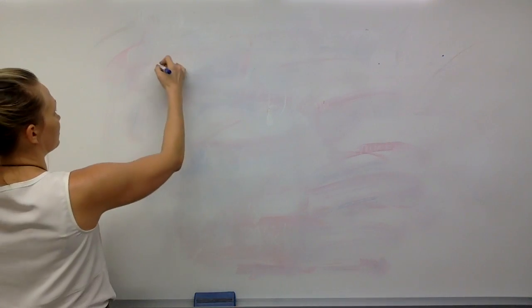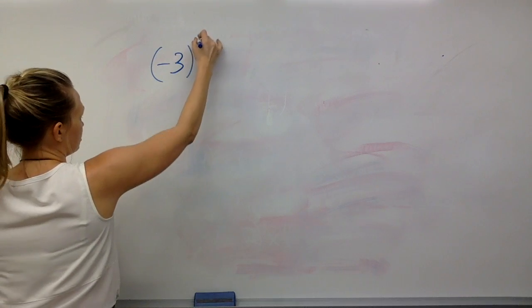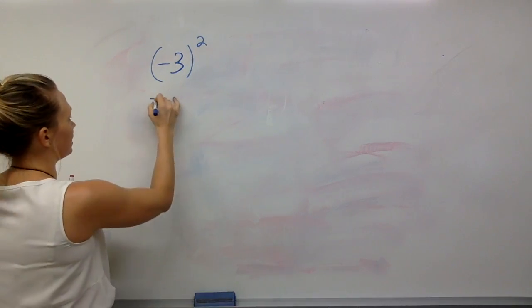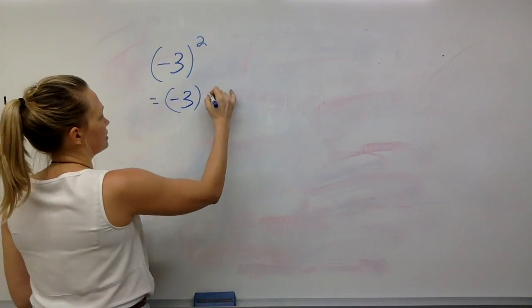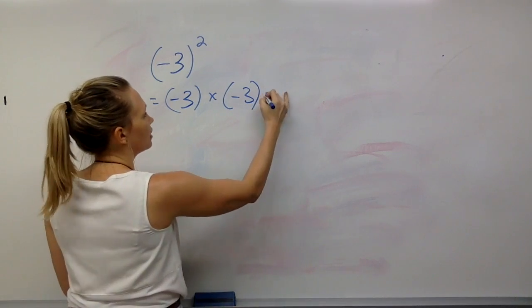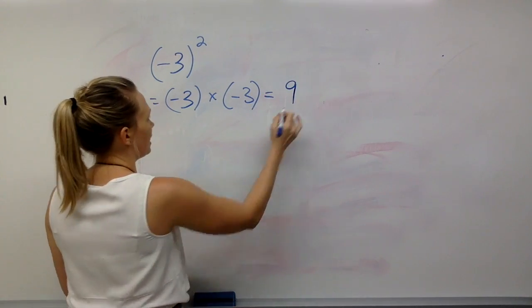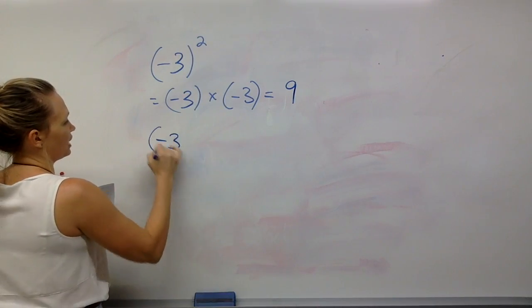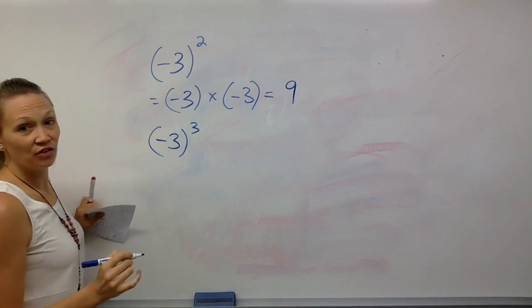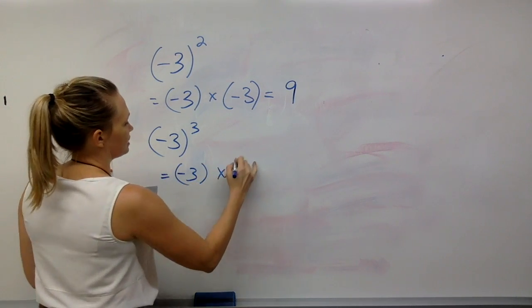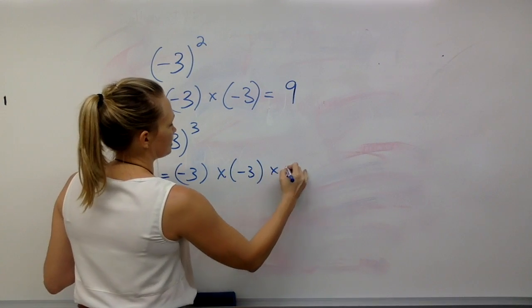What if I have -3 squared? Well, -3 squared is really -3 times -3. So a negative times a negative is a positive, so that'll give me 9. Now, what if I have -3 cubed? That's really -3 times -3 times -3.